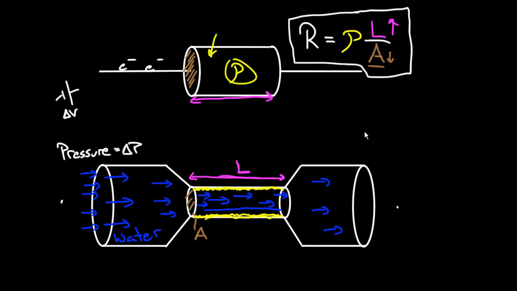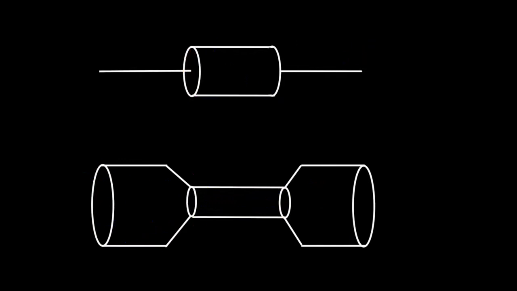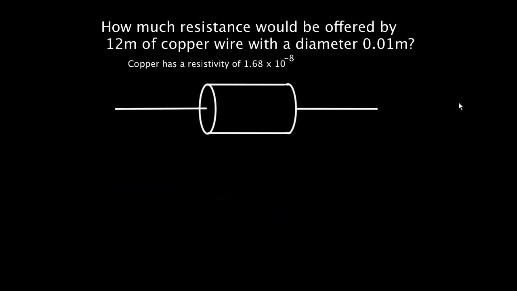But just in case, let's do an example. Let's get rid of all this. And let's say you got this question: how much resistance would be offered by 12 meters of copper wire with a diameter of 0.01 meters if copper has a resistivity of 1.68 times 10 to the negative 8th? Now, what units does resistivity have? Turns out resistivity has units of ohm meters, so ohms times meters. Well, let's try this out. We've got to use our formula. Remember, R equals rho L over A.